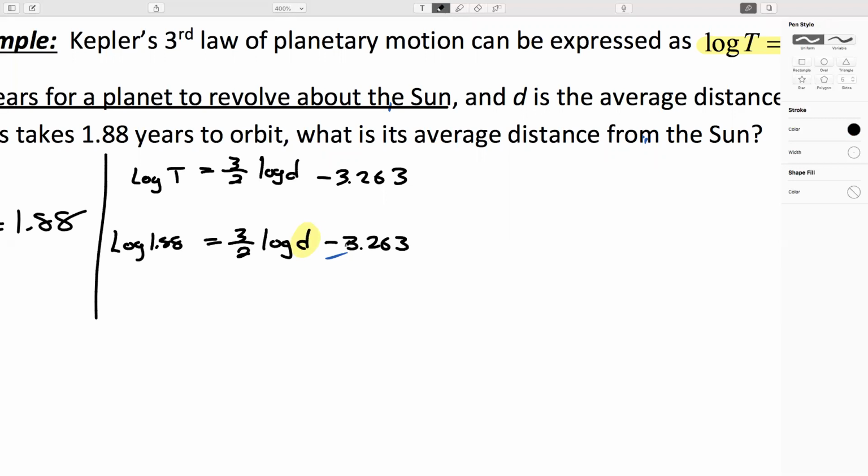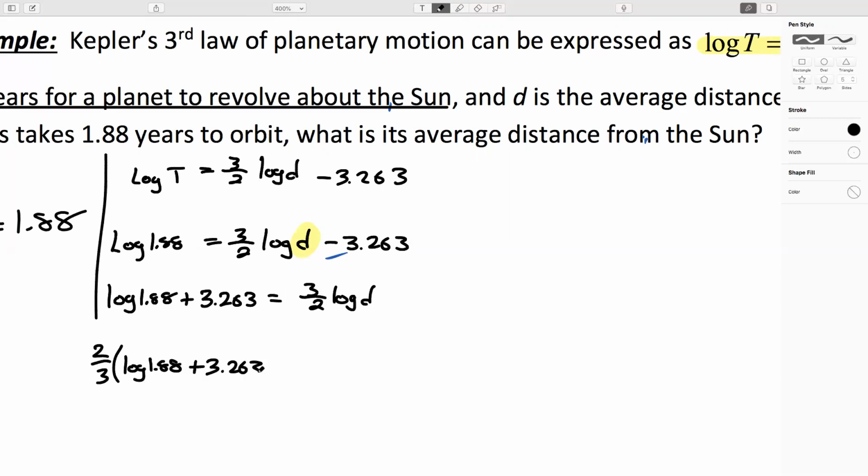So I'm going to add 3.263 to both sides. Log 1.88 plus 3.263 equals 3/2 log d. Okay, and now I'm going to multiply by 2/3 to eliminate 3/2 on this side. So 2/3 times log 1.88 plus 3.263 equals log d.